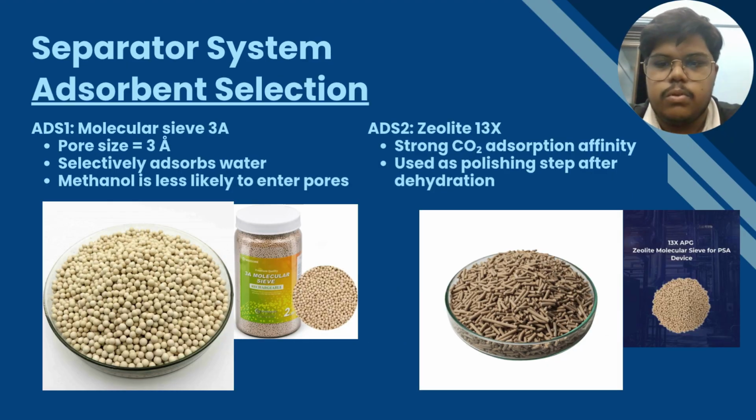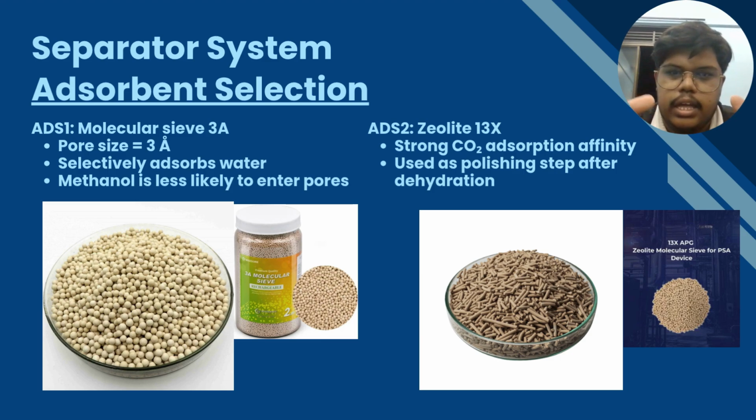Hi there, my name is Afif. So for adsorbent selection, for ADS1, we selected molecular sieve 3A because it has a pore size of approximately 3 angstroms. So water molecules are small enough to enter these pores and become adsorbed. Methanol molecules are larger and are less likely to enter the pores, so methanol loss can be minimized. This makes molecular sieve 3A highly selective for removing water from the crude methanol stream.